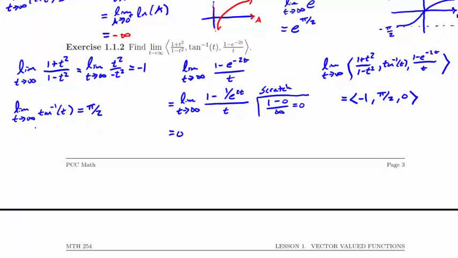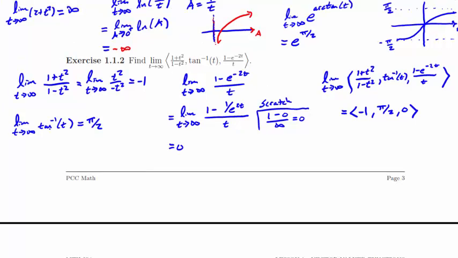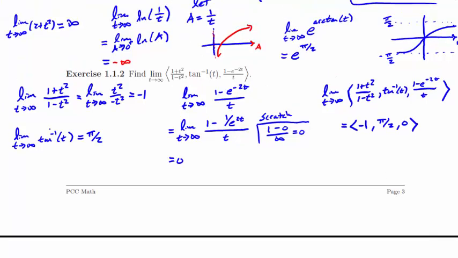For my second component, I have the limit as t goes to infinity of the arctangent of t. And as we saw in the previous example, scroll back up here, we have that this is the arctangent function, which is the same thing as the tangent inverse of t.